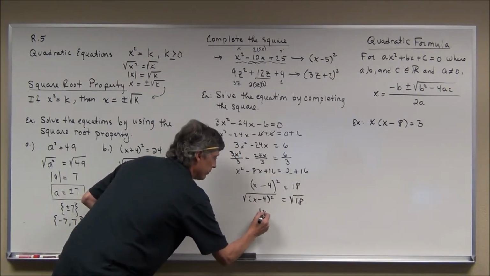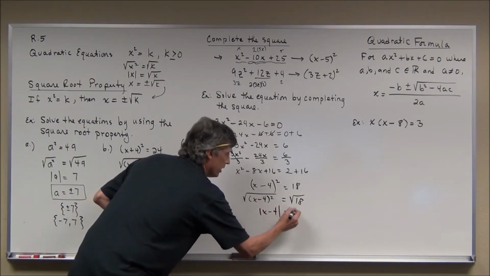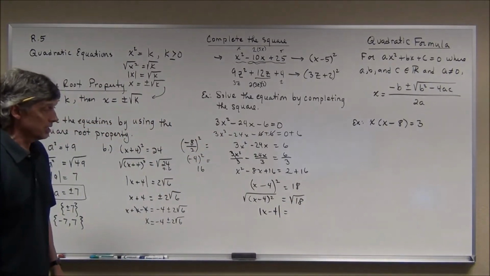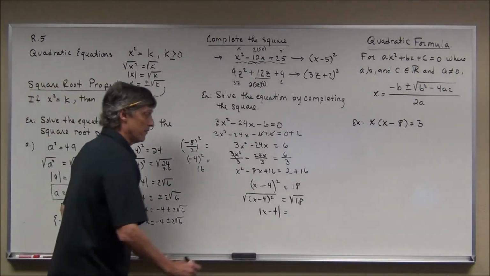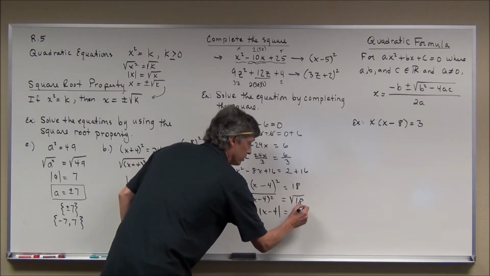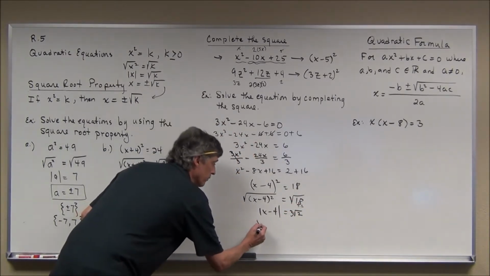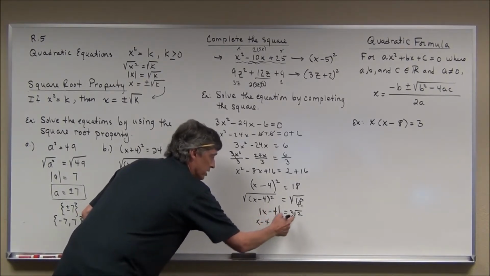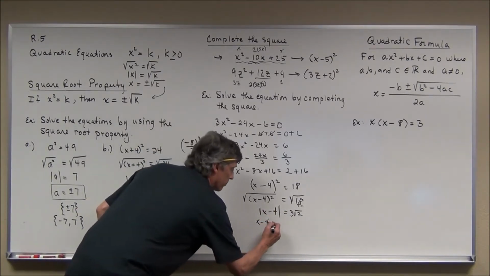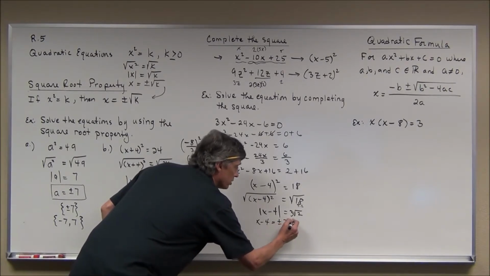This is going to give me the absolute value of x minus 4. This gives me the square root of 18, which does not come out evenly, but it does simplify, since 18 is 9 times 2. This is 3 times the square root of 2. I drop the absolute value bars, which means that the expression inside is equal to that, or its opposite, so I put plus or minus 3 square roots of 2.